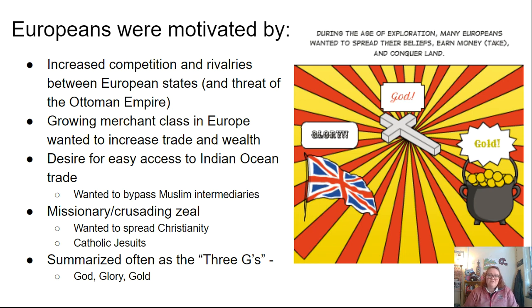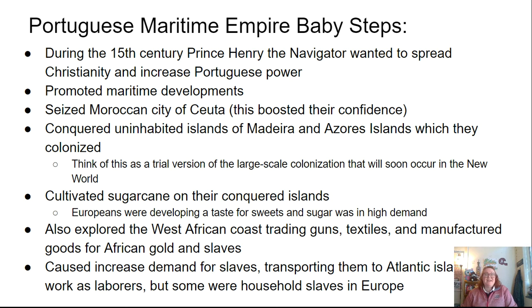Then you also have the God aspect of things, the missionary and crusading zeal. They wanted to spread Christianity, and this really came with the Catholic Jesuits. So, in summary, you have the God, glory, and gold. They wanted to spread their religion. They wanted the glory of getting there. And then they wanted to increase their wealth. That's pretty much the summary of the age of exploration.